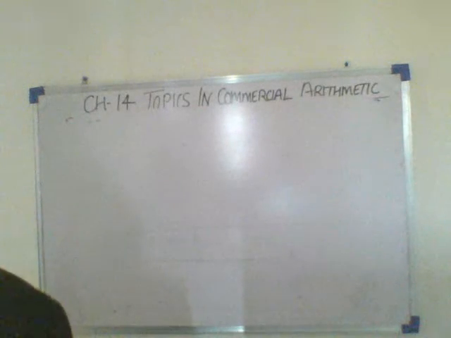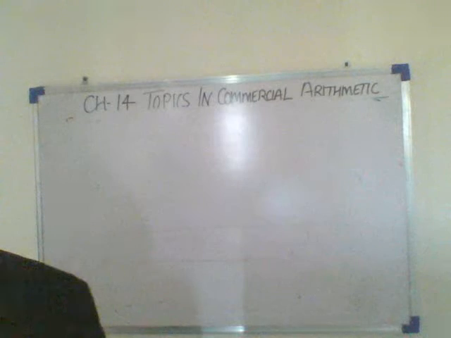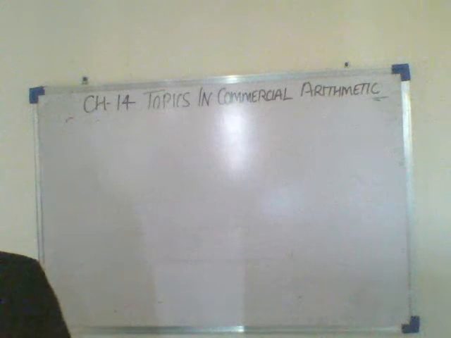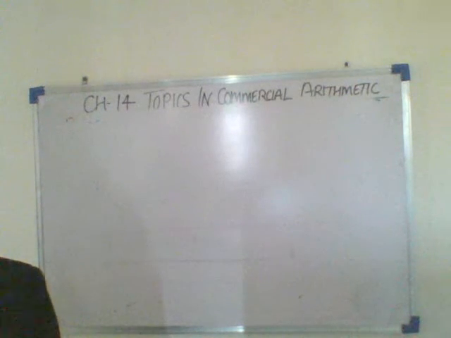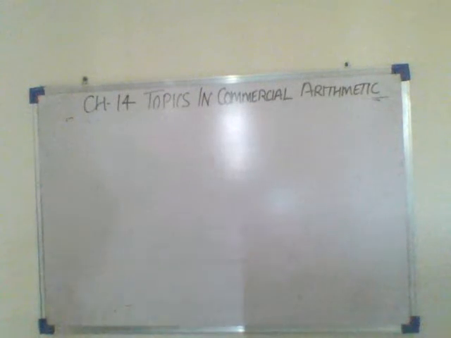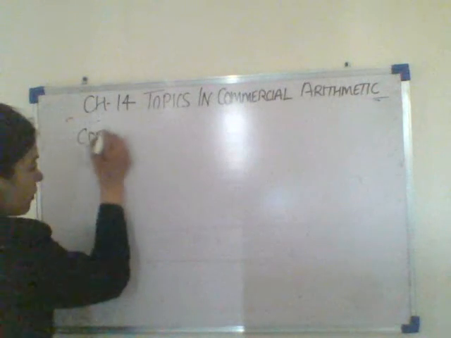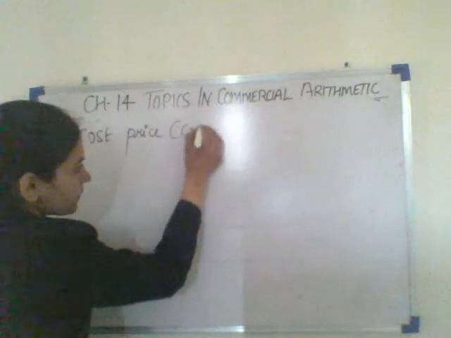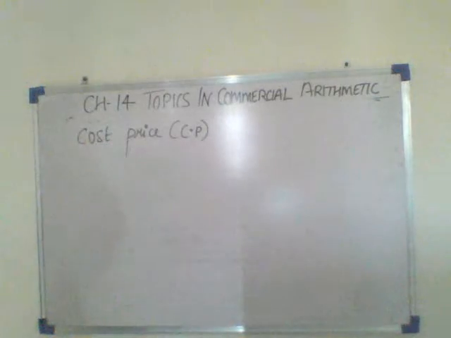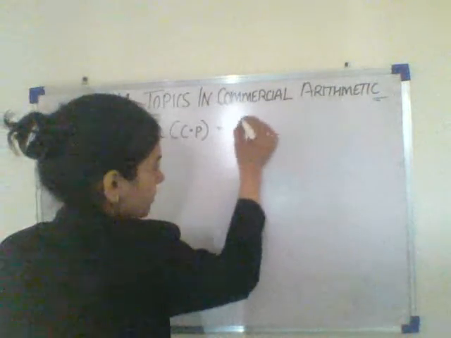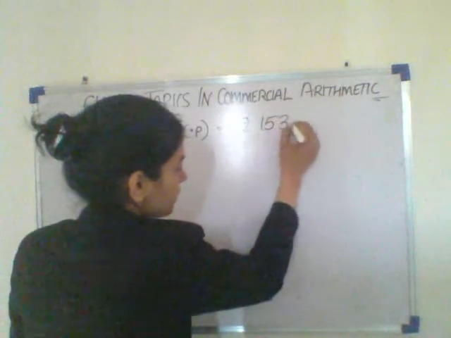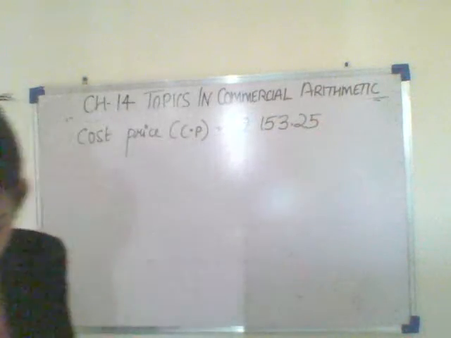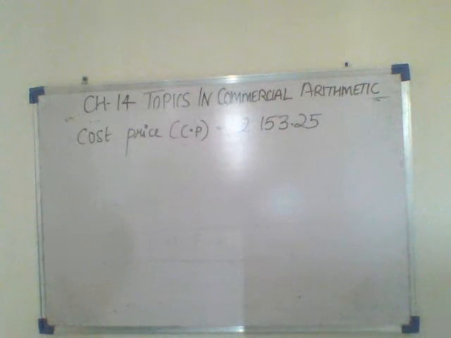The first question: a toy car is bought for ₹153.25. It is bought for, it means it is the cost price, the CP. It is given in the question. What is the cost price? It is ₹153.25. It is the cost price, and that car is sold for ₹125.50.